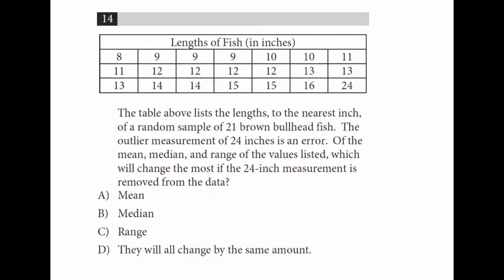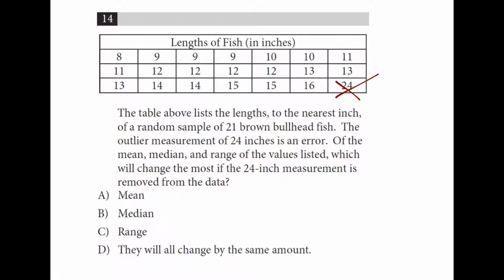Number 14. The table above lists the lengths to the nearest inch of a random sample of 21 brown bullhead fish. The outlier measurement of 24 inches is an error. Of the mean, median, and range of the values listed, which will change the most if the 24-inch measurement is removed from the data? So essentially what we're doing is we are crossing off this 24 and we are recalculating.